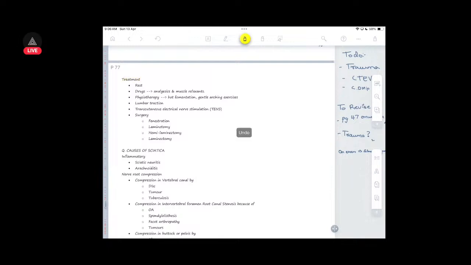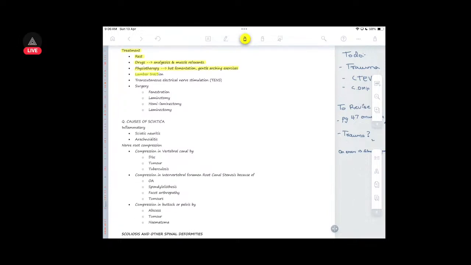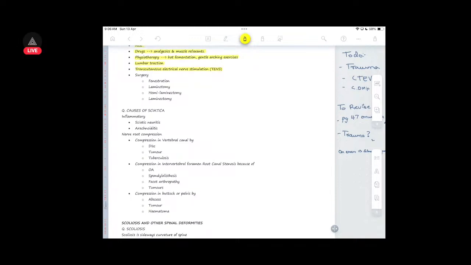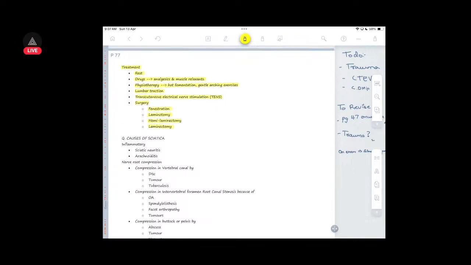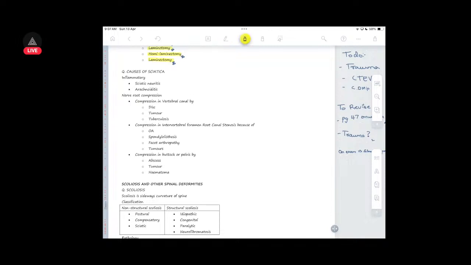So treatment: you can provide rest, and drugs such as analgesics and muscle relaxants. Physiotherapy includes hot fomentation and gentle stretching exercises. Lumbar traction can be provided. Transcutaneous electrical nerve stimulation, TENS, can be done. Surgery options are fenestration, laminotomy, hemilaminectomy, and laminectomy. You can do all of these surgeries.